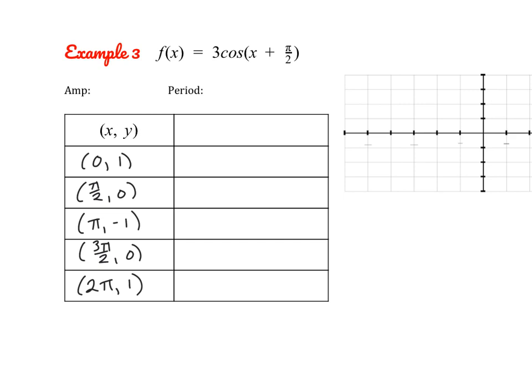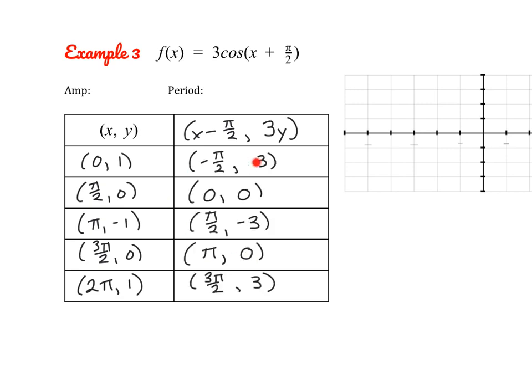So first thing I see is that we're actually shifting to the left pi over 2. So it's going to be x minus pi over 2. We're going to subtract pi over 2 from all of our x values. And then the other thing that we see is a vertical stretch by a factor of 3. So we multiply all of our y values by 3. So let's take a moment and update our t-chart. And you should get these 5 coordinates.